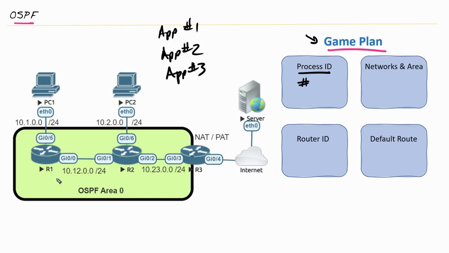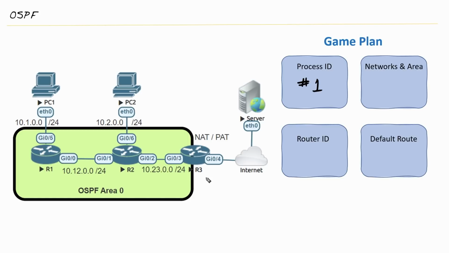So a process ID, router 1 could use number 1, and router 2 could use number 1, and router 3 could use number 42, because it doesn't really matter outside that local router. It's just a way for the local router to track that OSPF process locally as it runs that program called OSPF. So for our game plan, here's what I propose we do. Let's use process ID number 1 across the board, although we don't have to make it match. Just for simplicity, we'll use process number 1 for OSPF on router 1, on router 2, and for router 3.